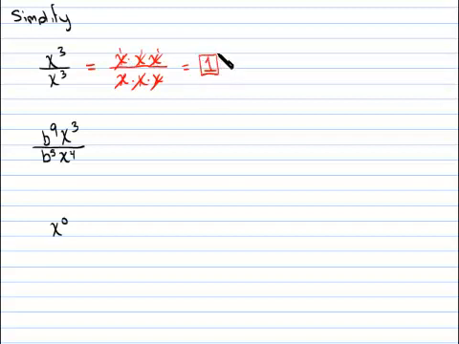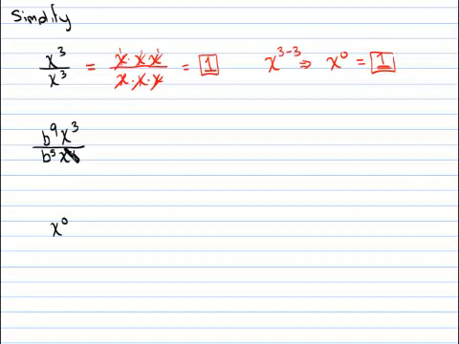X to the third divided by x to the third is 1. Much like 5 divided by 5 is 1. Anything divided by itself is 1, with the exception of 0. The way we'd like for you to do it later on is to use the rule, and the rule would state keep the base the same, but subtract the exponents. 3 minus 3. That would mean that x to the power of 0 would be your answer. And you see we have x to the power of 0 right there in the bottom, and later on we're going to see a rule that says anything to the power of 0 is really 1.